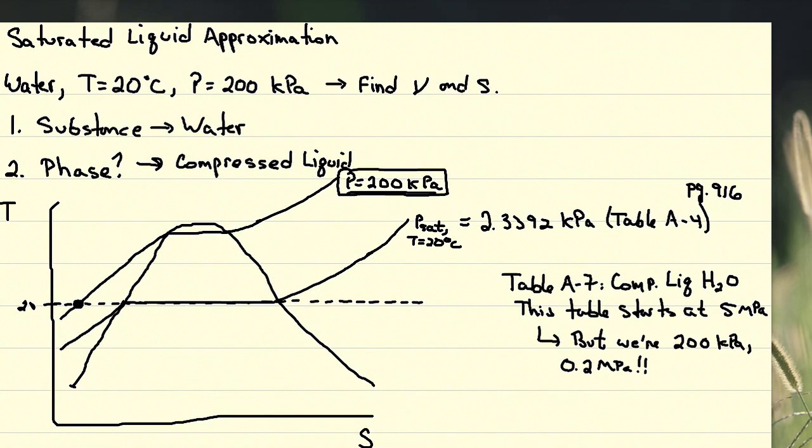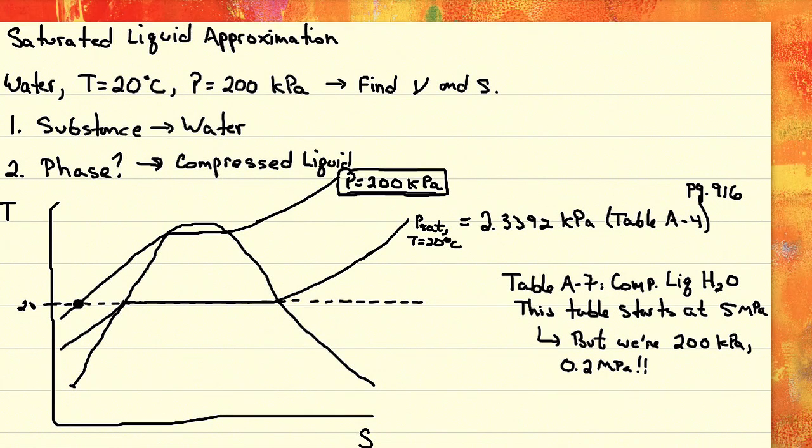So what do we do? How do we determine the properties of water at this condition? Well, what we do is we make an assumption called the saturated liquid approximation. And what the saturated liquid approximation does is the following. Okay, let me write it on the next page, and then we'll come back to this page. The saturated liquid approximation does the following.